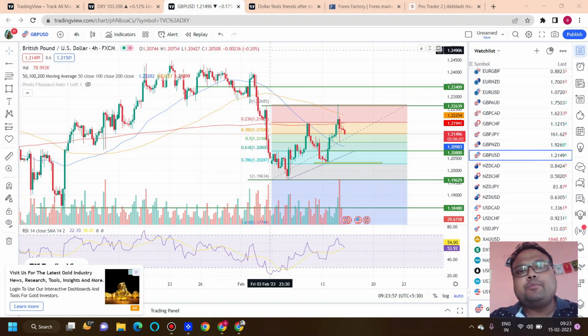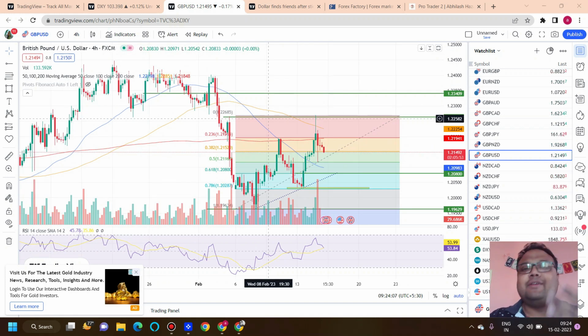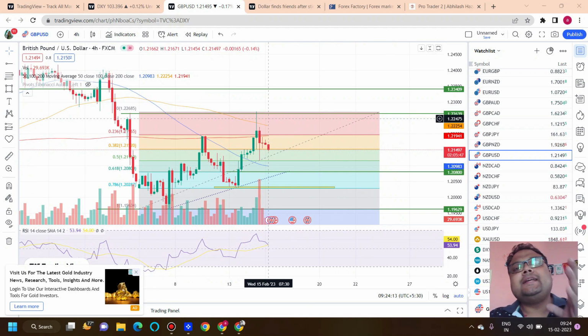See, the static supports are always stronger in comparison to the dynamic supports and resistances. But the problem with static supports and resistances is that they are far away from each other, and far away from the current market price. As a result, the number of trading opportunities that we find on static supports and resistances is less. That's why we are bound to use dynamic supports and resistances.